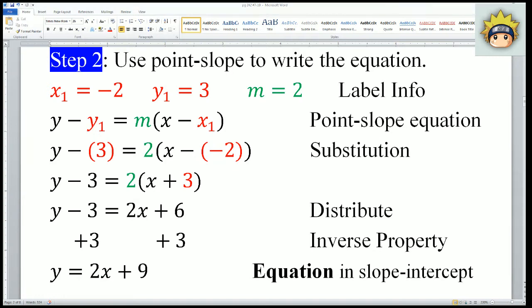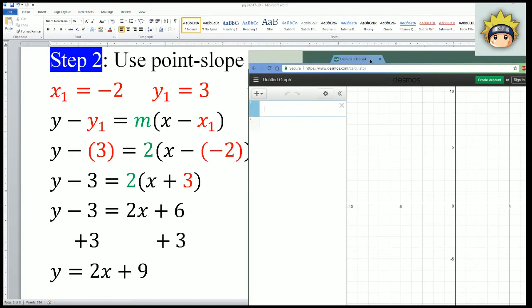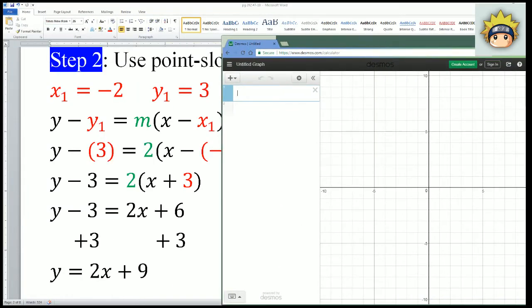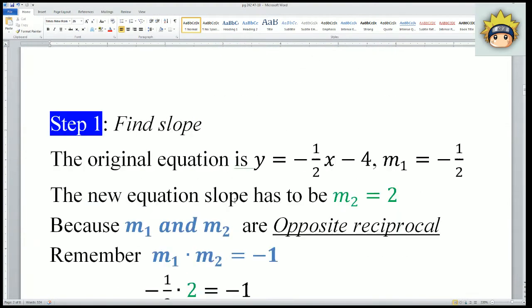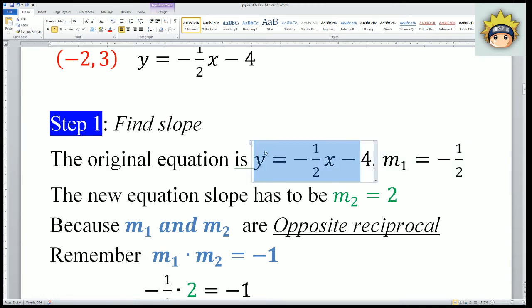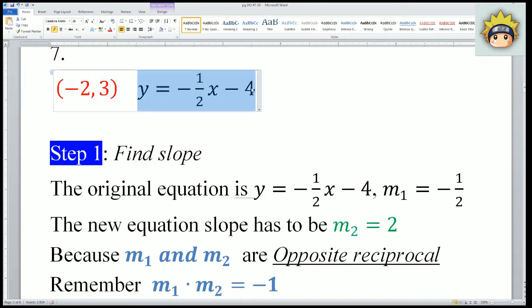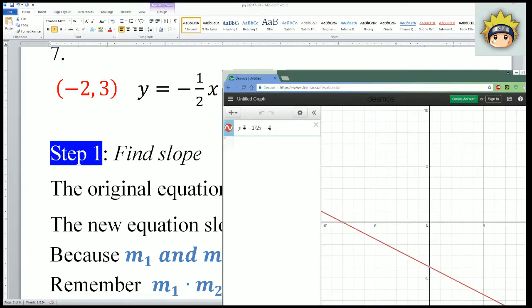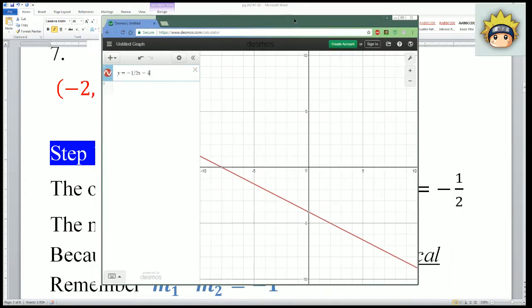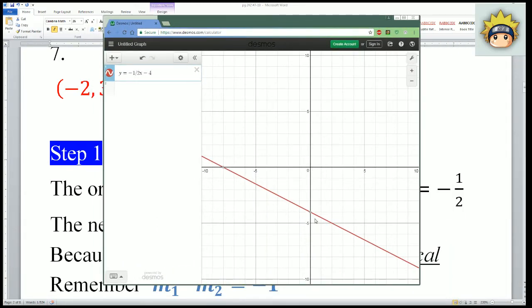Let me pull up something for you here. What I have here is Desmos. Desmos is a very good program if you would like to see how things are graphed. Let me graph the first thing. It looks like y is equal to negative 1/2 x minus 4. Here I graphed it, and it looks like something like this. Here's the origin, and it goes down right there.